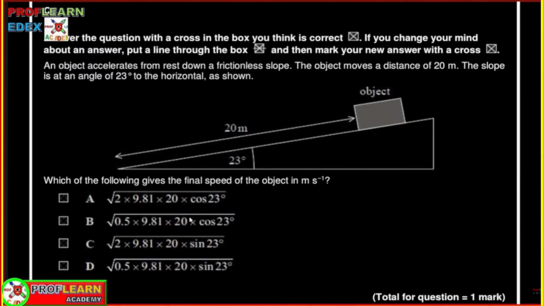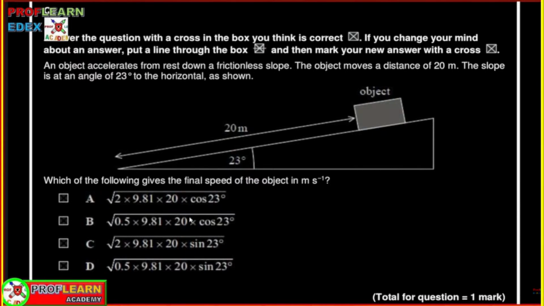We are told that an object accelerates from rest down a frictionless slope. The object moves a distance of 20 meters and the slope is at an angle of 23 degrees to the horizontal as shown here. The distance covered by the object down the slope is 20 meters. Now, which of the following gives the final speed of the object? Remember, this object started to move from that particular point down the slope from rest, so the initial velocity was 0 meters per second.